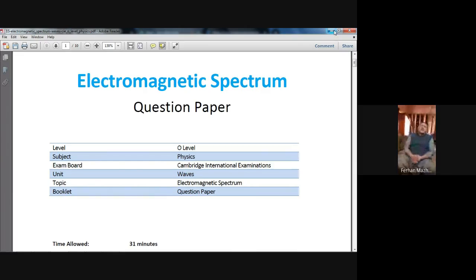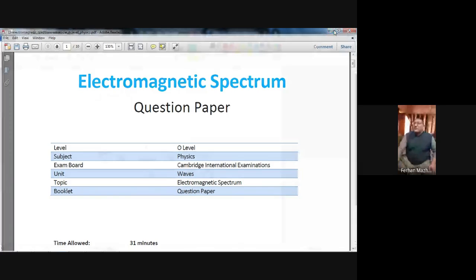This MCQ worksheet I have taken from a website. The name of the website is savemyexams.co.uk.